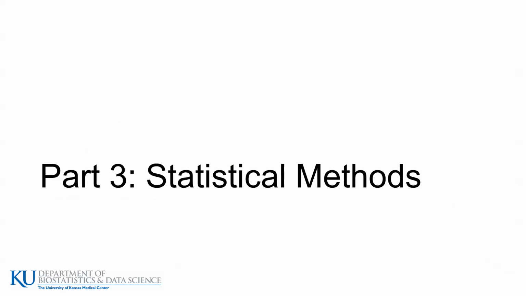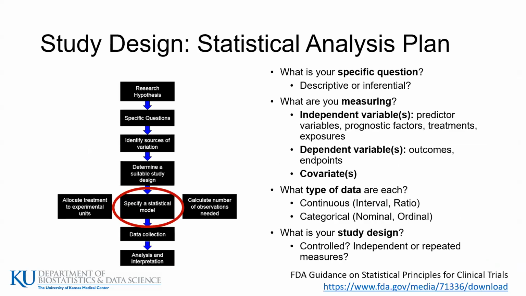So going into statistical methods, we're gonna go back to this flow chart that we talked about last time. When we are conducting our study, we start with the research hypothesis and we define specific questions. So what questions are we trying to answer? And are these descriptive questions? Are we trying to describe a population, or are they inferential? So are we trying to come up with a conclusion about, say, an effectiveness of a treatment?